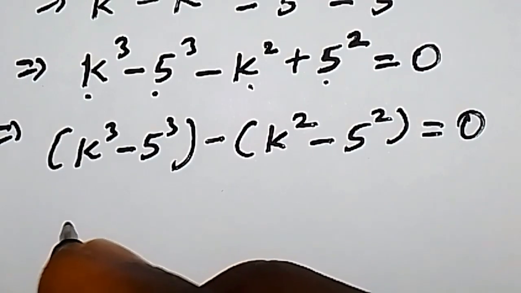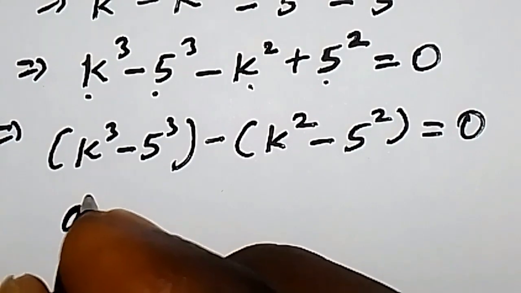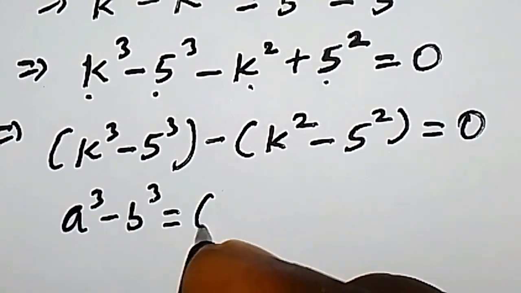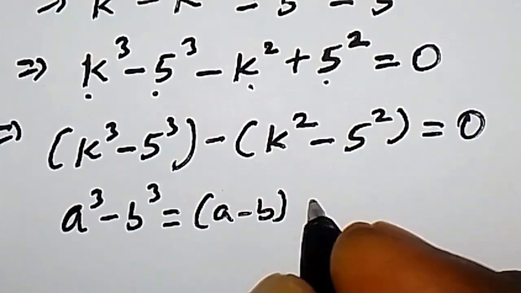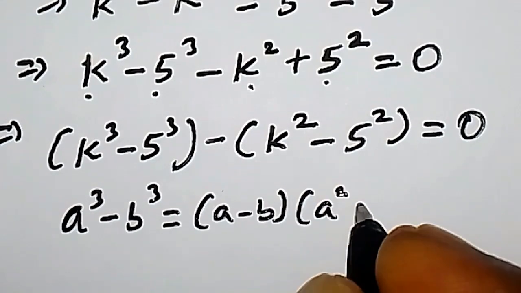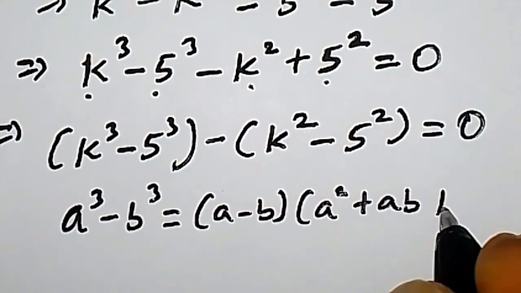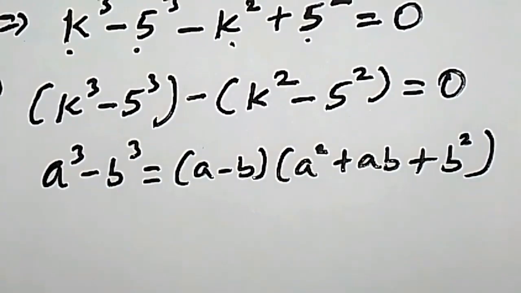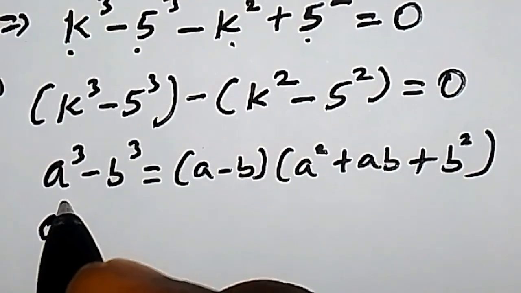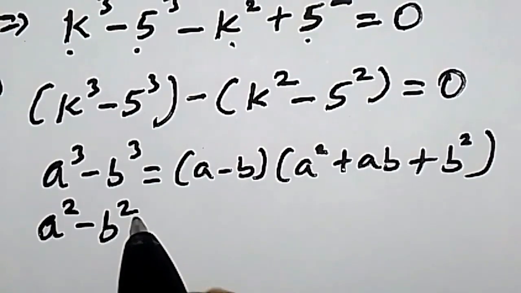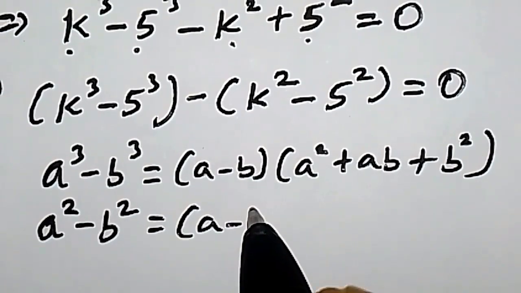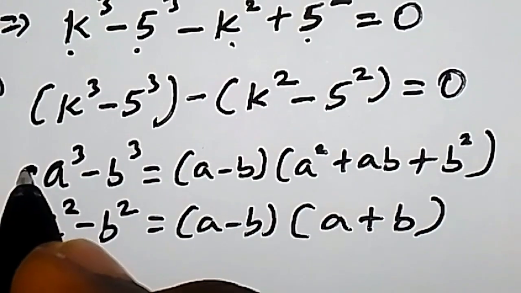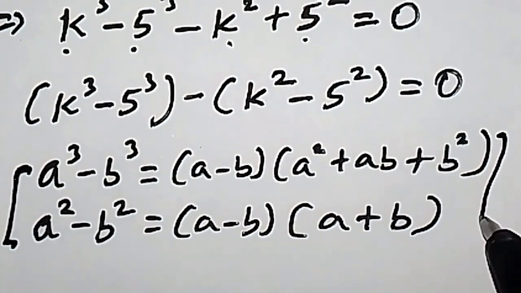The first identity is a to the power of 3 minus b to the power of 3 is equal to a minus b times a square plus ab plus b square. The second identity is the difference of two squares: a square minus b square is equal to a minus b times a plus b. Take note of these two identities, very important.